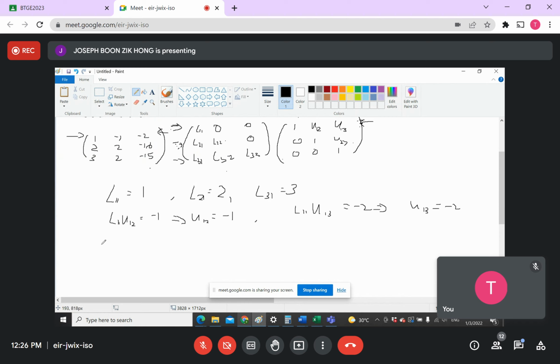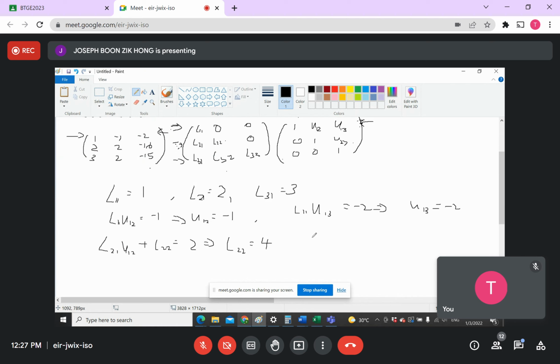So L21 times U12 plus L22 is equal to 2. L21 is 2, U12 is negative 1. So L22 will be 2 plus 2, which is 4.